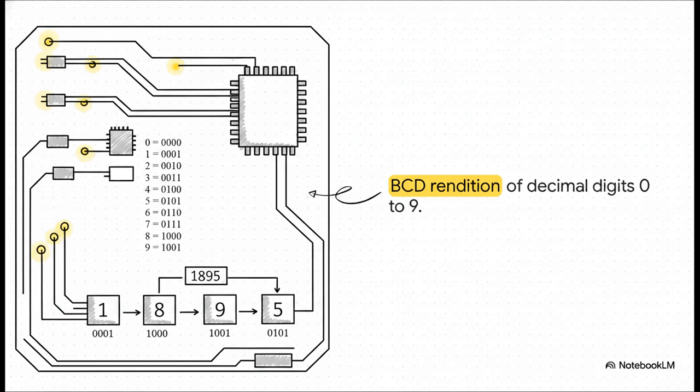If you want to write a much larger number, say 1895, you don't actually have to do any complex binary math. You just string the individual BCD codes together. 1, 8, 9, 5. It's incredibly straightforward and makes translating human inputs into digital hardware a whole lot easier.